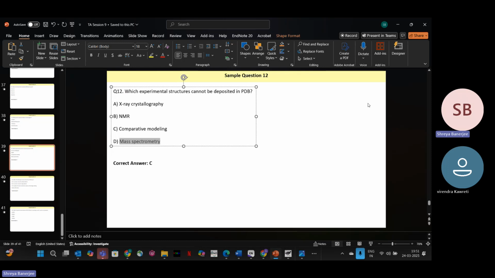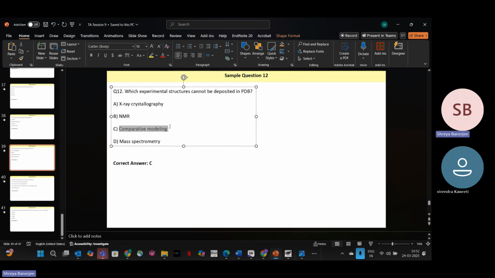Mass spectrometry, you can think of it like this: X-ray crystallography is a standalone technique. Just using it, you can get the structure, or just using NMR, you can get the structure. So A and B are standalone techniques. That is, on its own, it is sufficient to give at least a basic structure before refinement. Mass spectrometry cannot do that, but it is one additional piece of information that is included in the PDB. So this experimental information is included in the PDB.